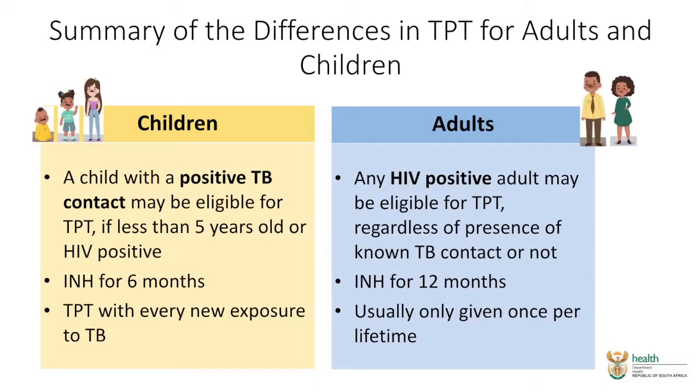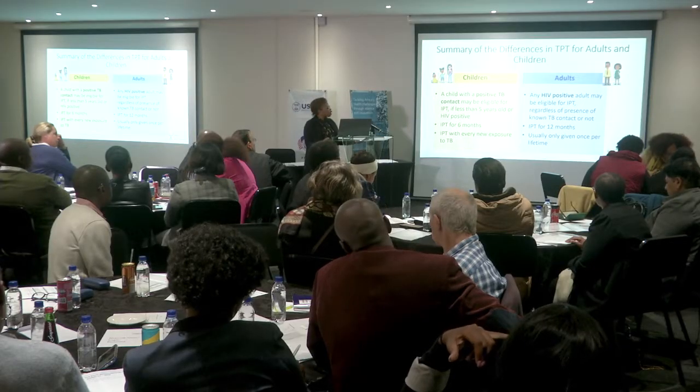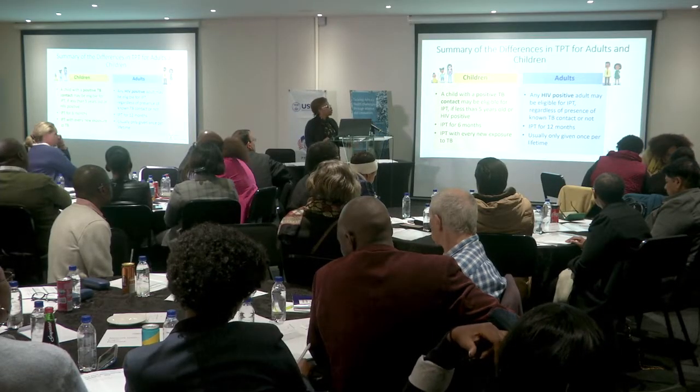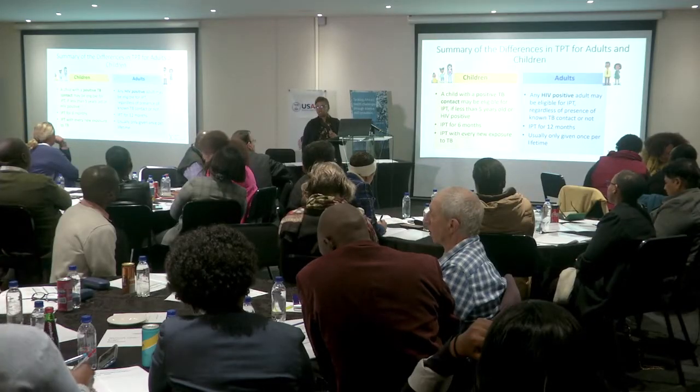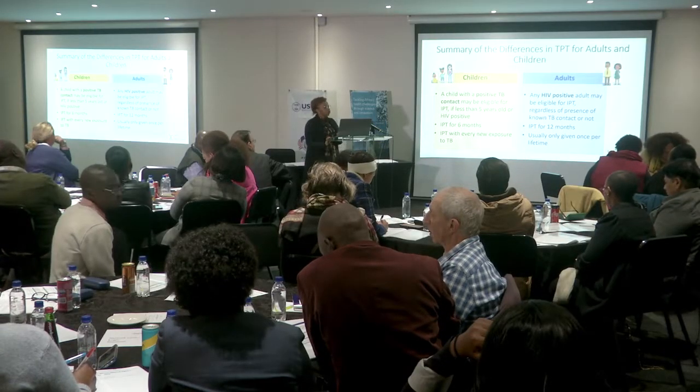In adults, any HIV positive adult is eligible for IPT regardless of the presence of a known TB contact. IPT here is 12 months and usually given once per lifetime. So there used to be that 18 months school of thought to say they only covered for 18 months, then you must repeat it again. That has actually fallen off.